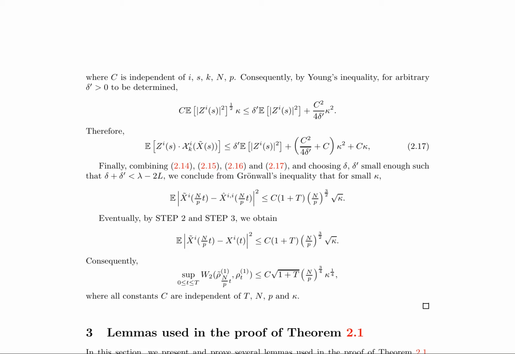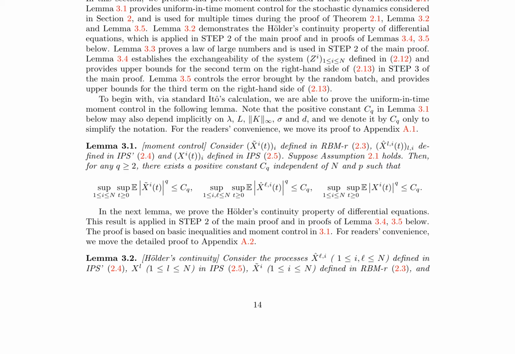They use Gronwall's inequality to conclude that this difference is bounded by a constant times the square root of the time horizon and the inverse of the number of particles, raised to a power. The authors also provide an upper bound for the Wasserstein distance between the random batch method and the interacting particle system, which is a key result in the paper. This bound is established using the derived upper bound for the expected squared difference and the Gronwall's inequality.